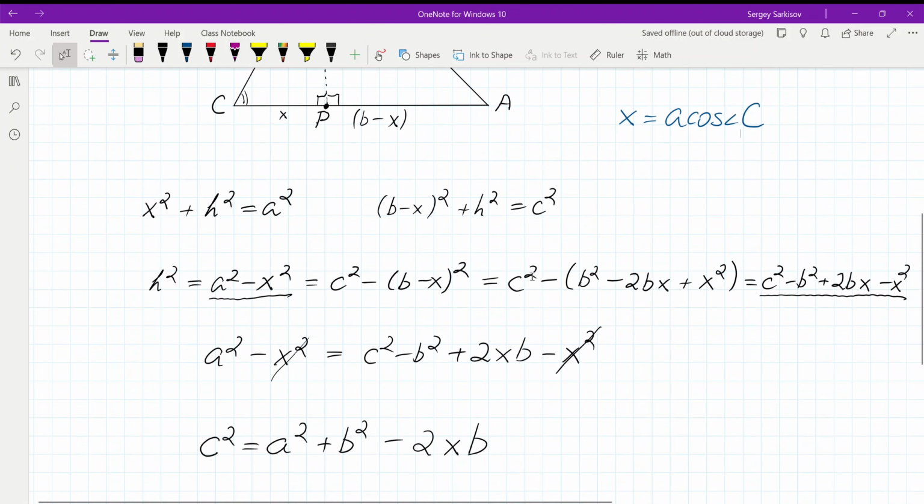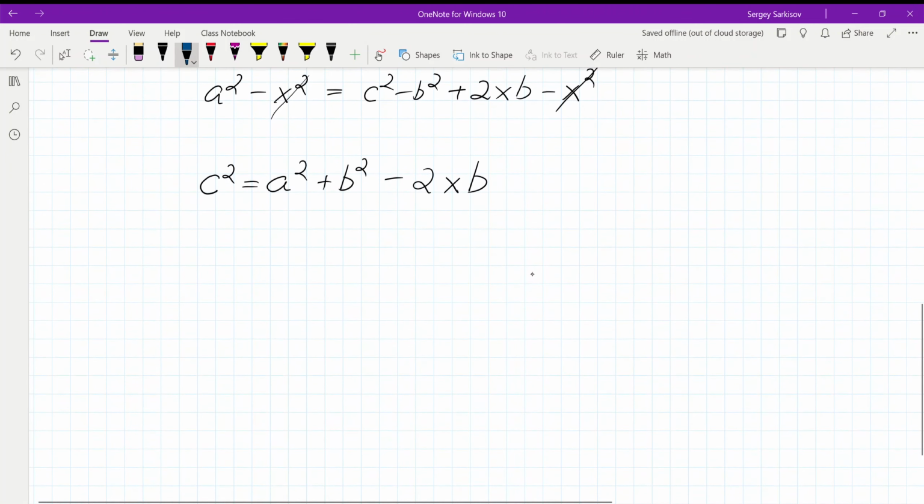Okay, so let's substitute for x this a cosine angle C. Okay. Equals, let's do this, equals what? a squared plus b squared minus 2 a b, that's a cosine what?